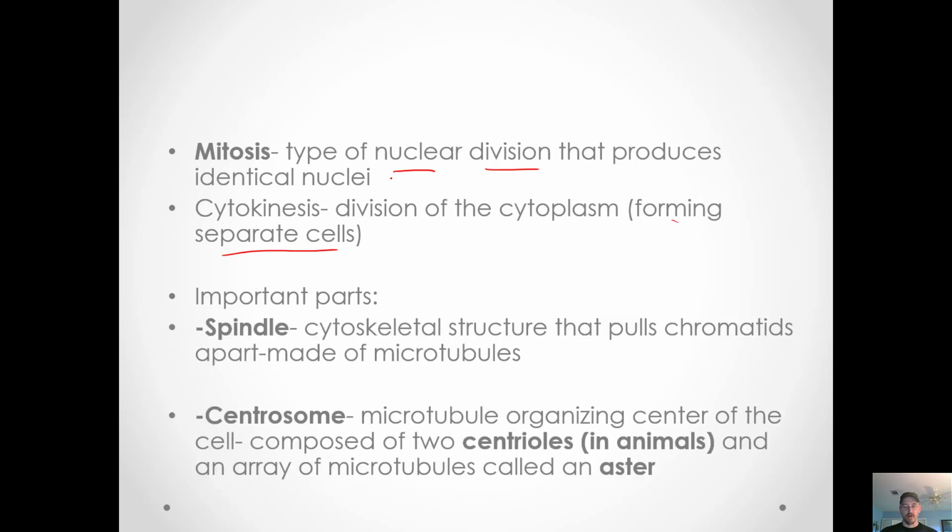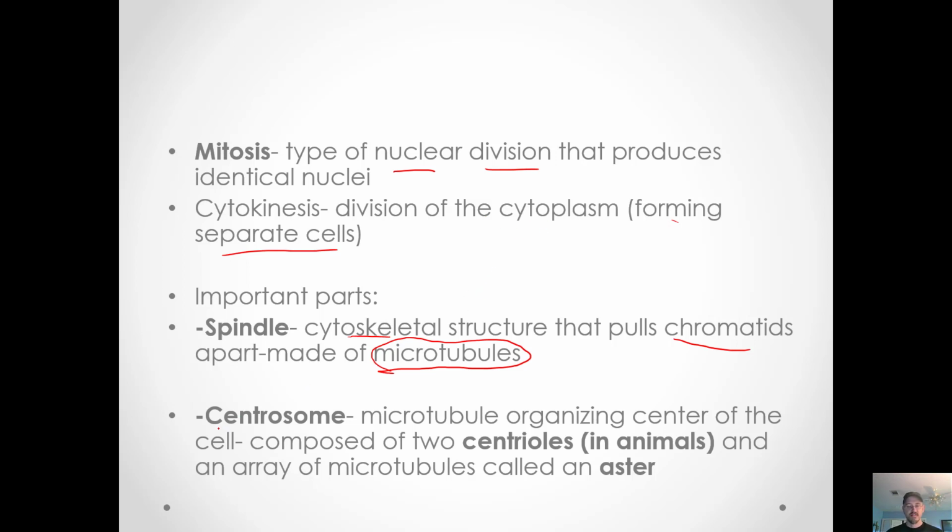So a couple of important parts. The spindle, also known as the mitotic spindle. This is a cytoskeletal structure. So if you want to review that, go to the cell chapter earlier on in the book. But the cytoskeleton is composed of proteins. It helps hold the cell together. It helps to move things around. So it's a cytoskeletal structure that pulls chromatids apart. It's made up of a type of structure known as a microtubule. If you zoom in on those parts, they're little thin tubes.